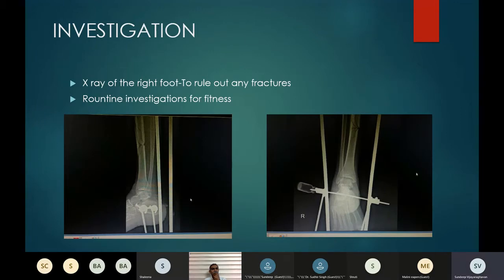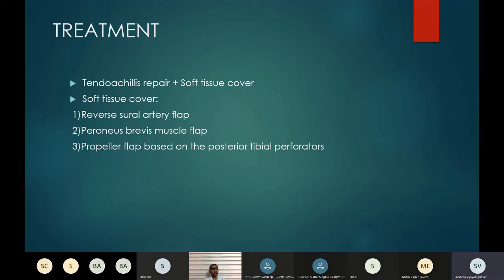For investigation purposes, an X-ray of the foot to rule out any fractures, and routine investigations for fitness for surgery. Sure. So coming to the treatment, it's a 2-week-old injury. So I would like to do a tendo-Achilles repair, since there was a partial injury to the tendo-Achilles, followed by a soft tissue cover for the defect itself.